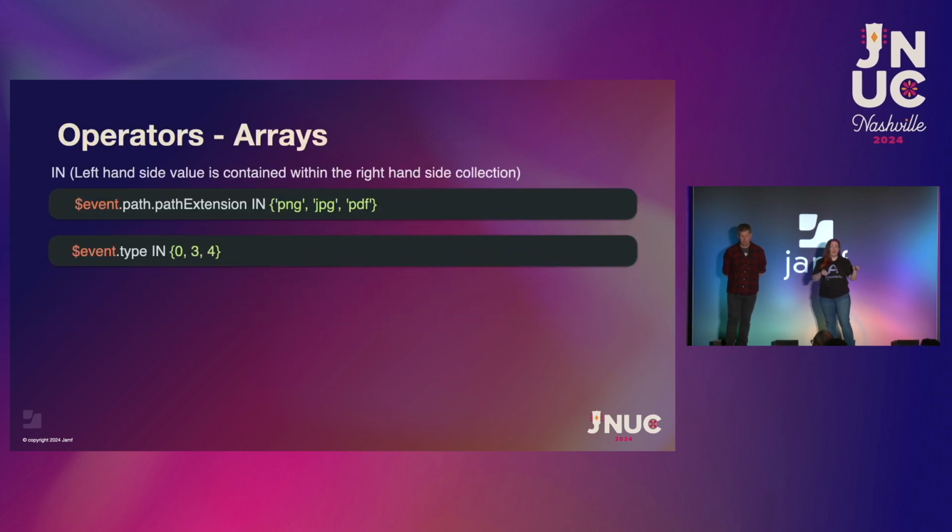But maybe you don't want to do just one thing. You want to collect a whole bunch of things. Here you can use arrays. So within here, I can look for anything in that particular extension list that contains the PNG, the JPEG, or the PDF, as well as whether or not there is a particular type that is 0, 3, or 4.